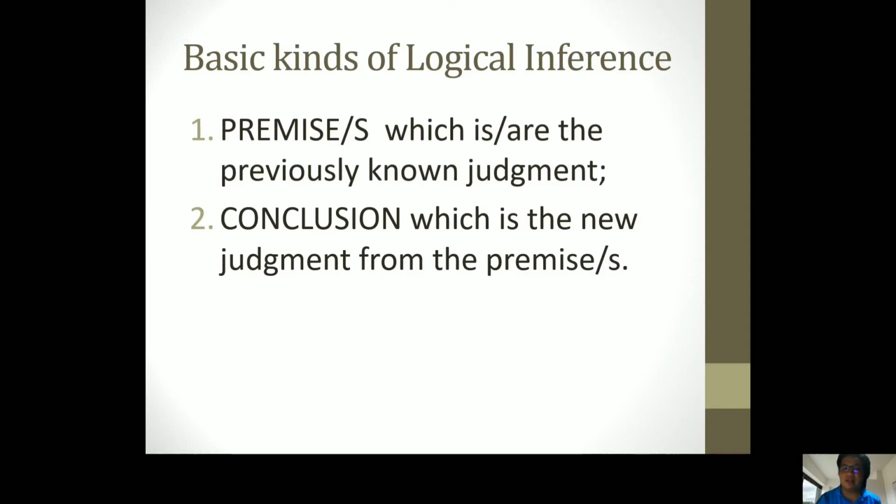So here now are the basic kinds of logical inference. We have the premise, which is the previously known judgment. You will always have two premises into one statement. And also we have the conclusion, which is the new judgment based on the premises that you have mentioned. Again, your premise can be one or premises can be two in order for you to create a conclusion. If you want to have a strong conclusion, you need to have two premises because those two premises will be the basis of your conclusion.